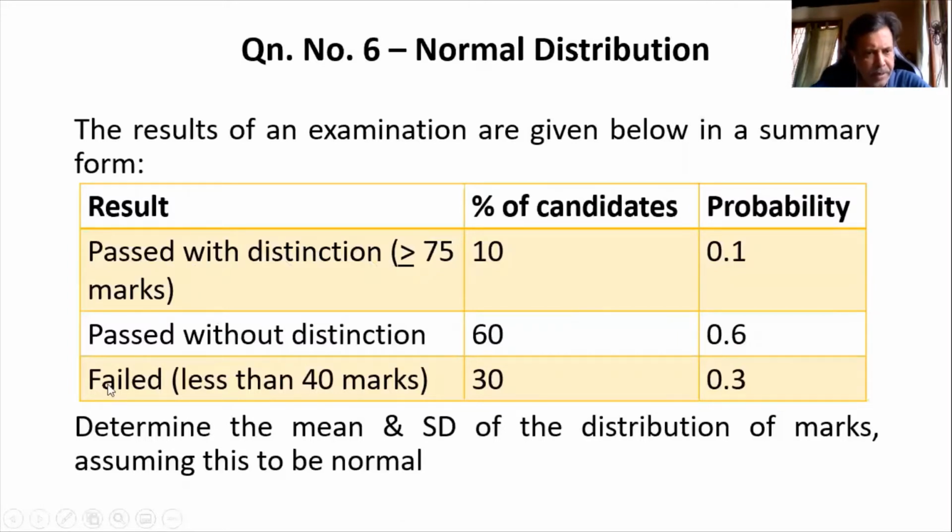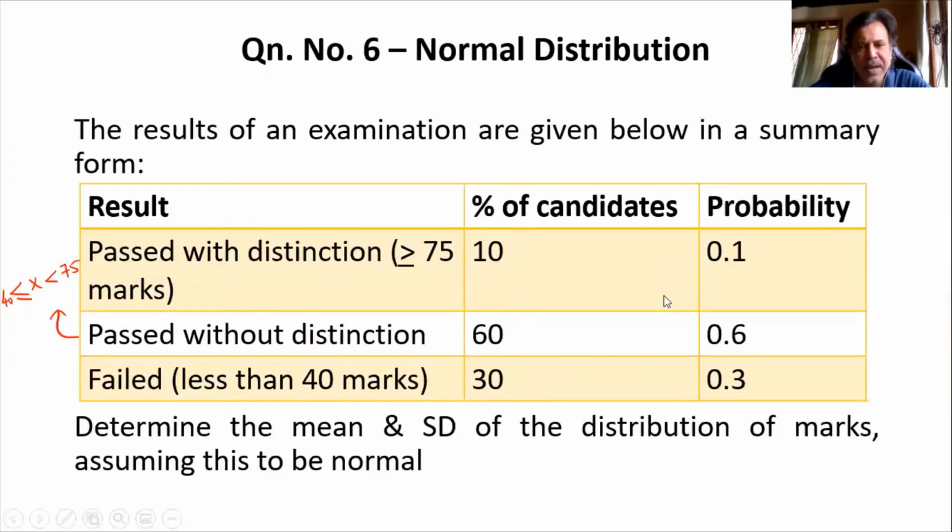Let me read this. Passed with distinction is greater than or equal to 75. Failed means less than 40. That means passed without distinction has to be greater than or equal to 40 and less than 75. If I say marks is X, then this is 40 or above and less than 75. So that is passed without distinction.